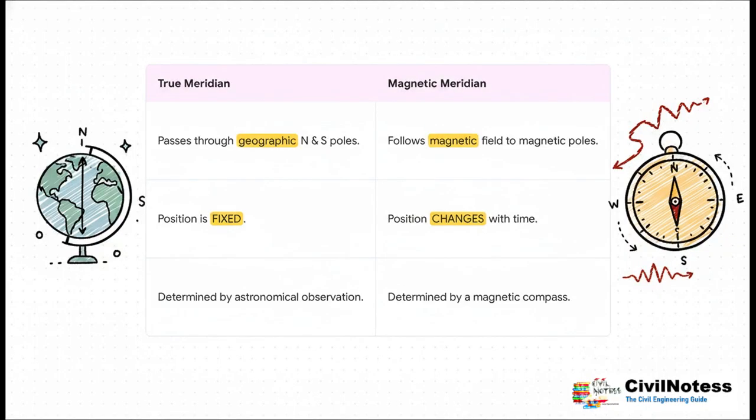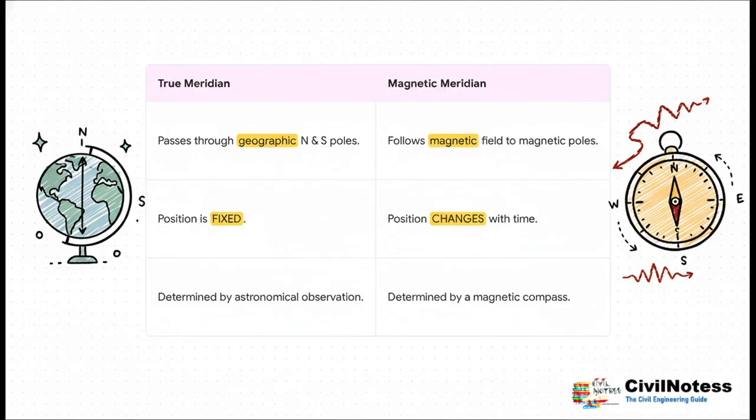Pay close attention here, because this is a classic exam question. True meridian versus magnetic meridian. The true meridian is your true north. It points to the geographic North Pole, the spot the Earth literally spins around. It is fixed. It does not move. The magnetic meridian, though, is what your compass points to, and it points to the magnetic North Pole, which is constantly wandering around.